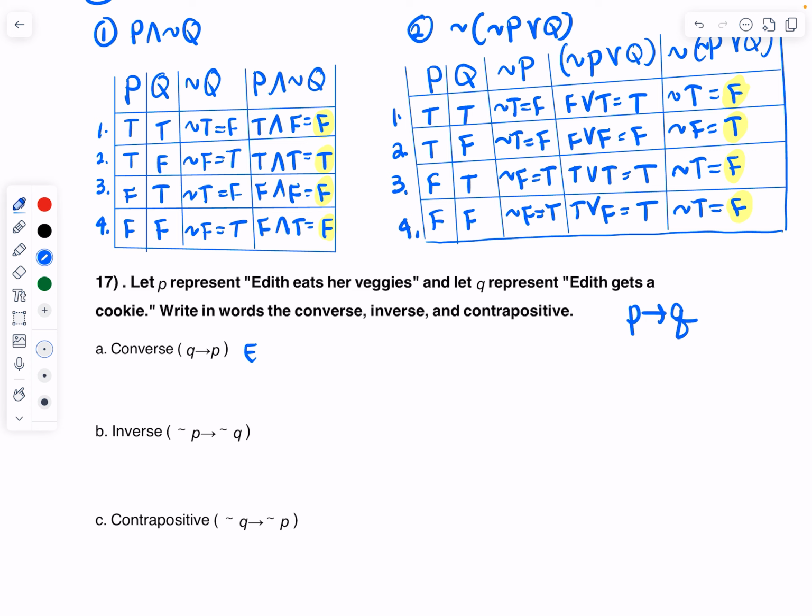So we write, if Edith gets a cookie, then now we need the opposite. So we need P, which is she eats her veggies.